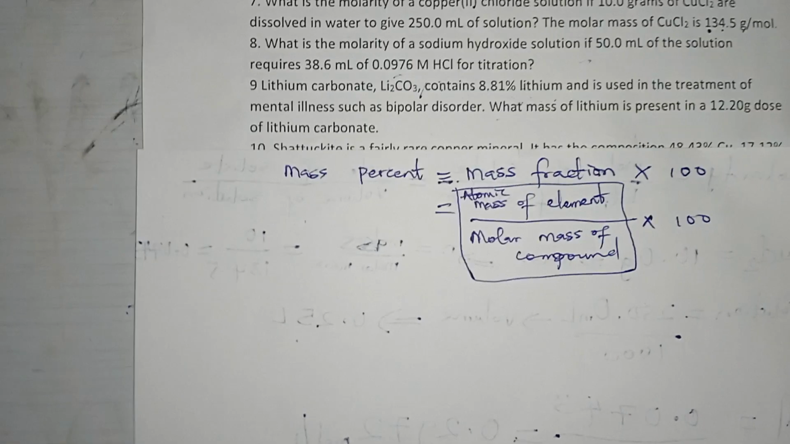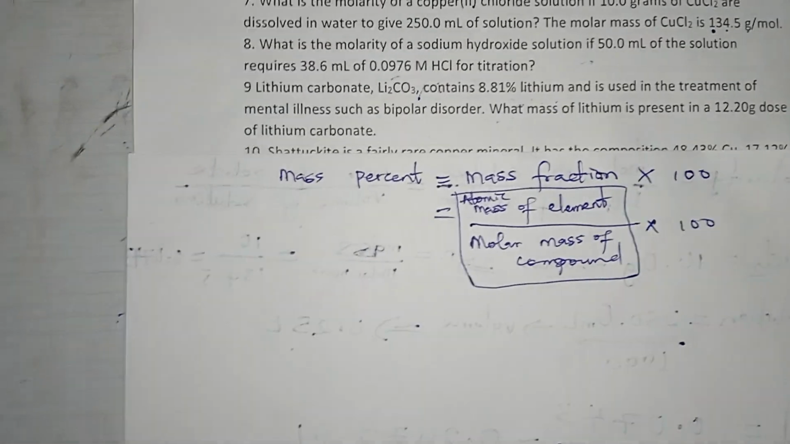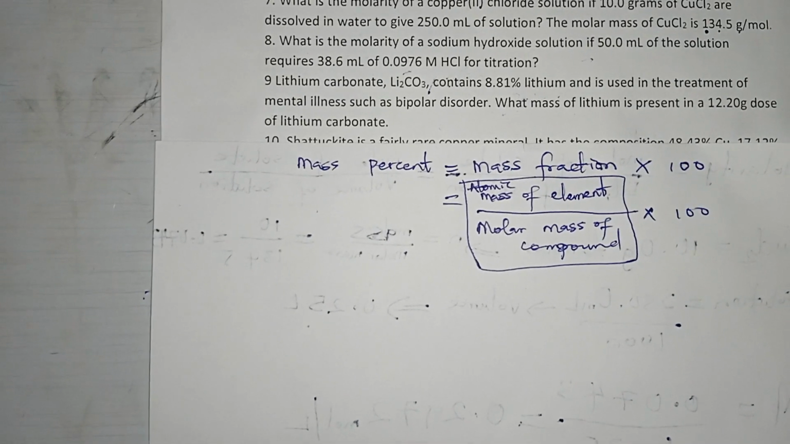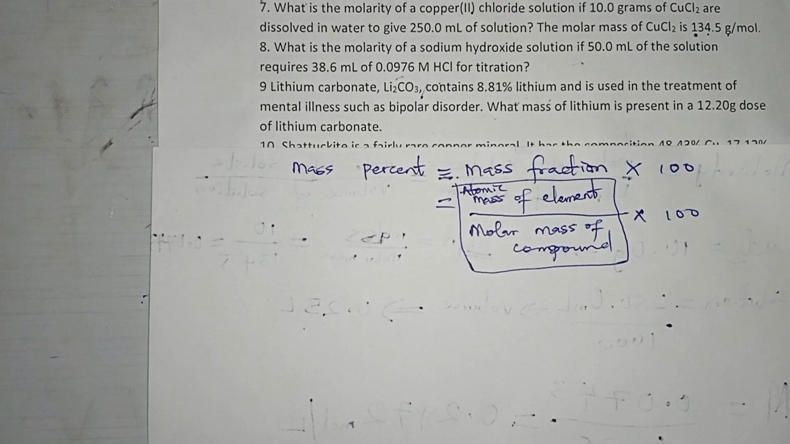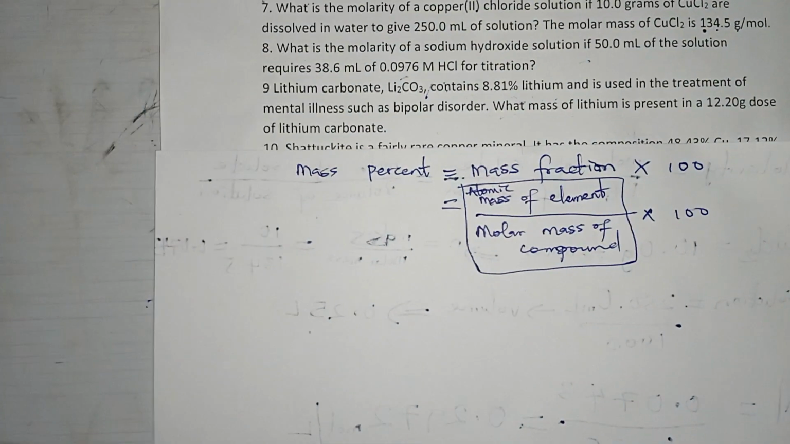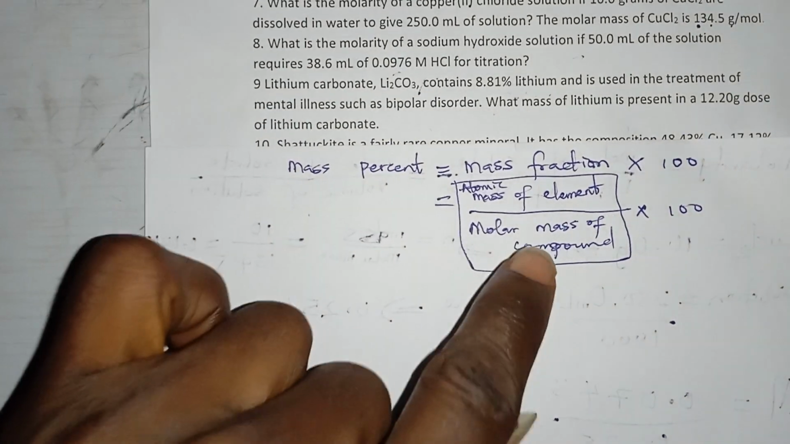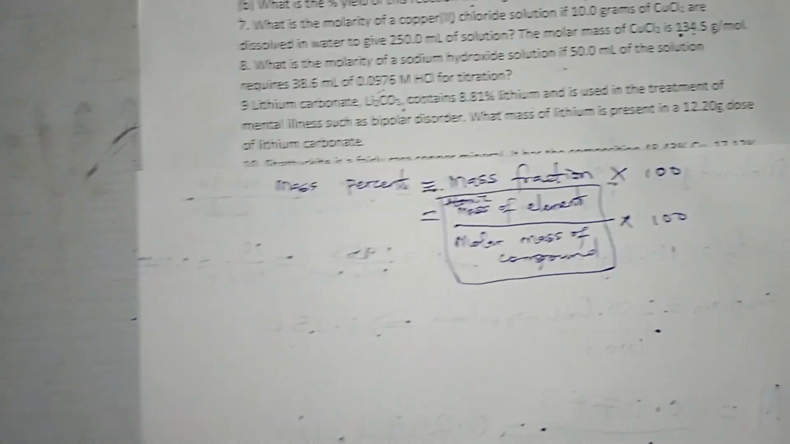That's what it means. But if you see a question and they tell you to find the mass fraction, all you simply need to do is divide that percentage given to you by 100 so that you can get the mass fraction. So why am I saying this?